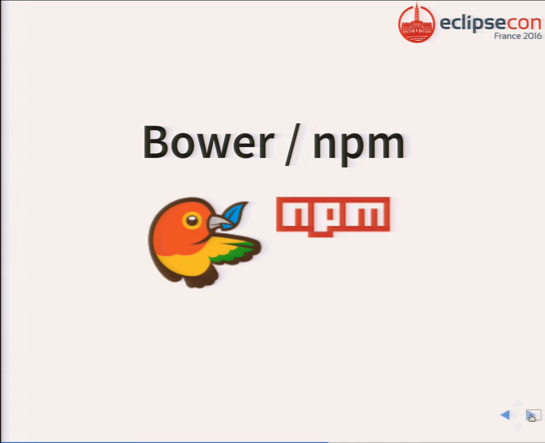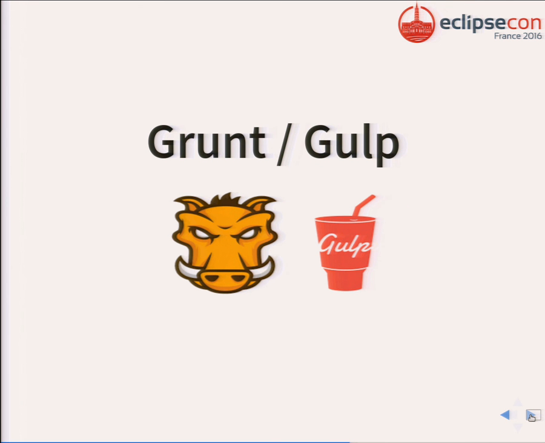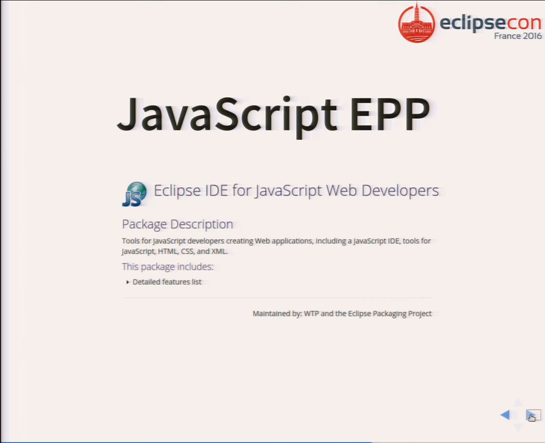There is support for Bower and NPM package managers, so you can install your dependencies directly from Eclipse now. And gulp and grunt support, so you could have your task runners, and you can execute the task also from Eclipse directly. The last but not least thing is that the new JavaScript EPP was created, and it targets JavaScript and web developers. So once you download it from Eclipse page, you will have everything there. So Node.js, NPM, Bower, Grunt, Gulp, and editor with ECMAScript 2015 support.